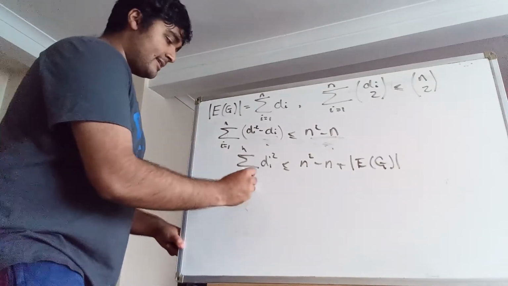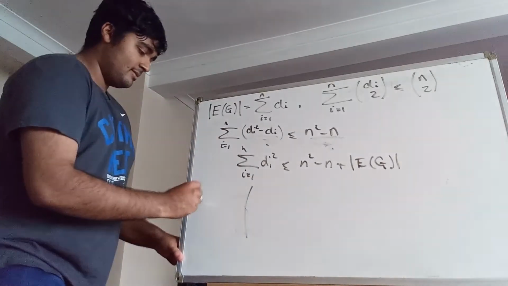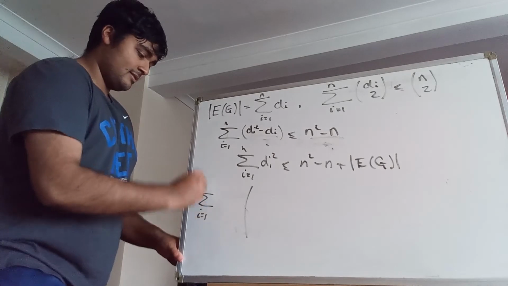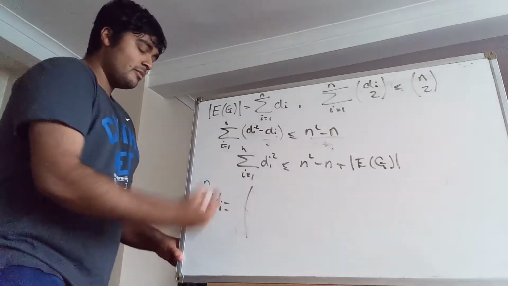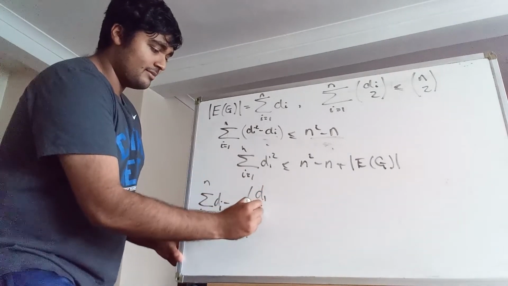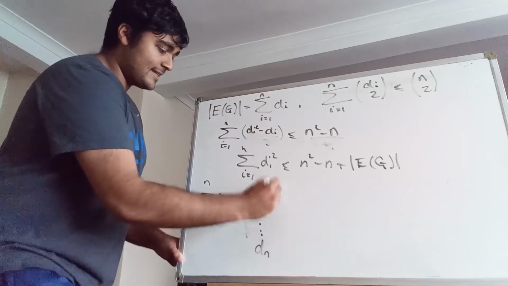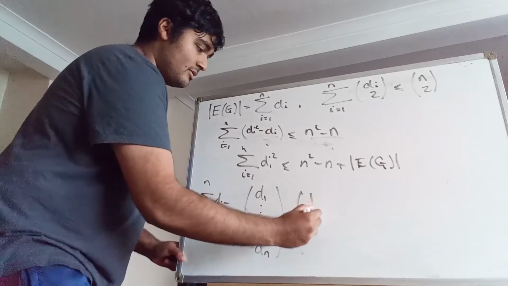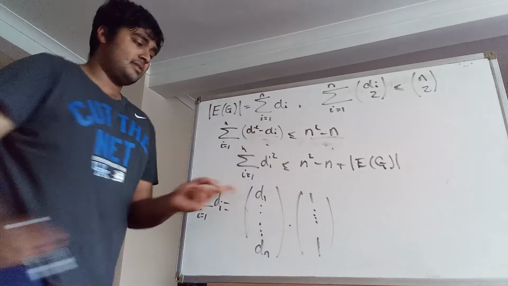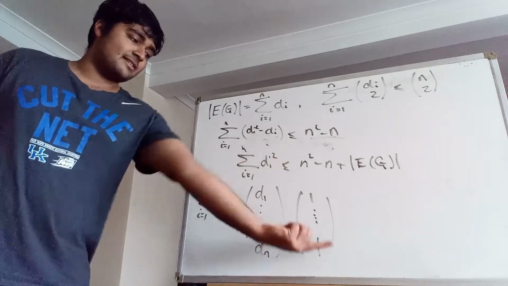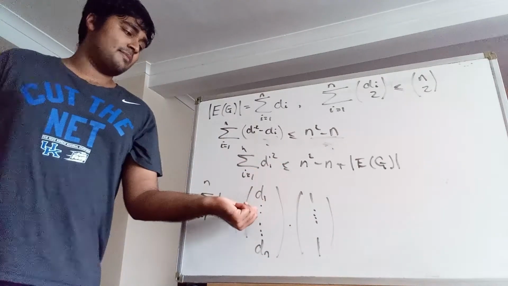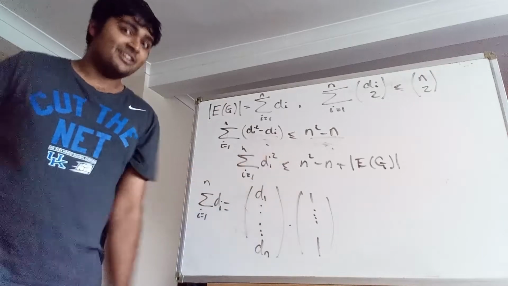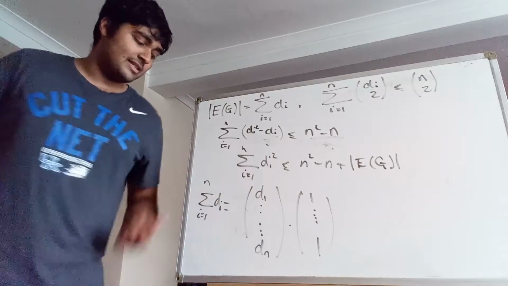So if we just consider the sum from i equals 1 to n of di, well, this is just exactly d1 times, if you think of the vector with the dot product, so d1, the dot product of this vector and this vector is just going to be d1 times 1 plus d2 times 1 plus d3 times 1, and so on, and that's just the sum from i equals 1 to n of di.